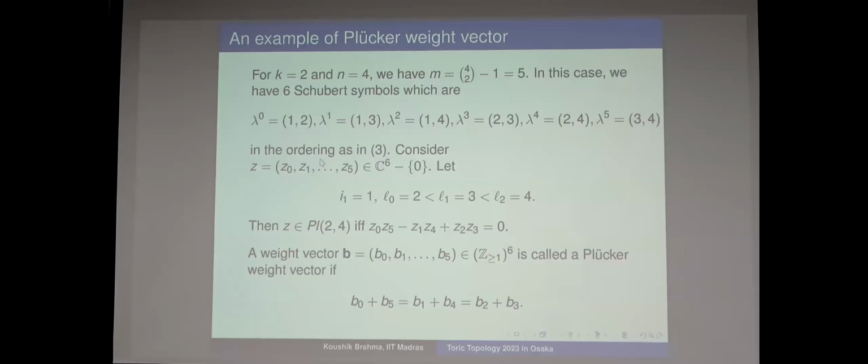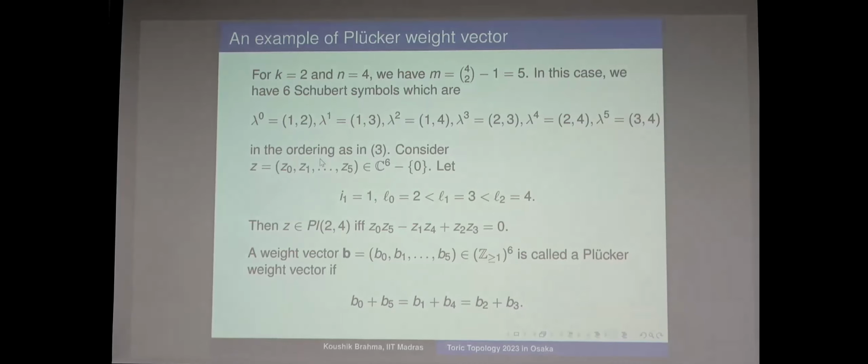In this case, we have 6 word symbols: 1, 2, 1, 3, 3, 4. Then if we take an element Z0 to Z5 that is a non-zero element in C6, we can see that Z will be in PL24 if and only if it satisfies this Plücker coordinate condition: Z0 Z5 minus Z1 Z4 plus Z2 Z3 equals 0.